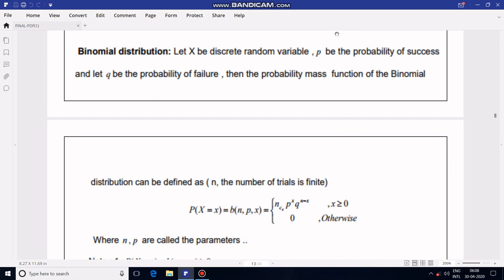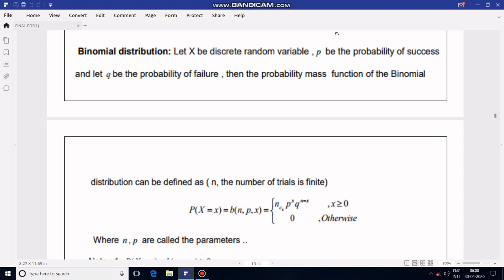First, you should know what we mean by the binomial probability distribution. Here bi means two. That means in this distribution, you have two possible outcomes. One is success and the other one is failure. That's why we call this distribution the binomial probability distribution.